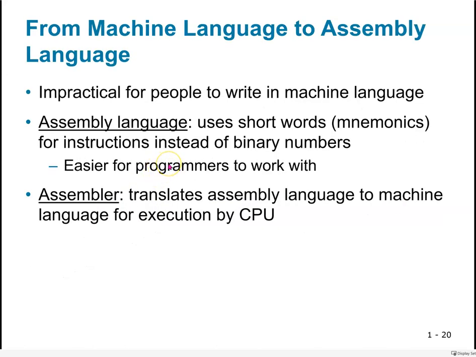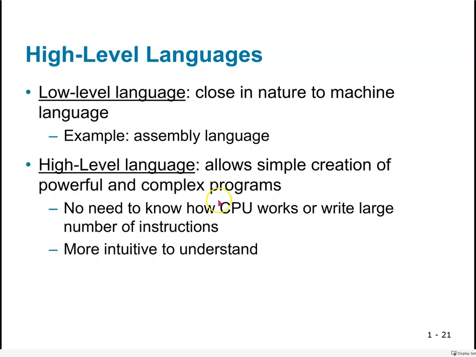So machine language is impractical for people because you can't really read it. Assembly language uses short words like add instead of 101001. It's easier to work with. An assembler translates assembly language to machine language for execution. But it's really hard to work with assembly language too. So on top of that, what we've done is we've built what are called higher level languages. Okay. They are not close to the machine, and they allow simple creation of programs, both complex and simple. You don't need the details of the CPU, and they're much more English-like and easier to understand. They represent concepts, not bytes.